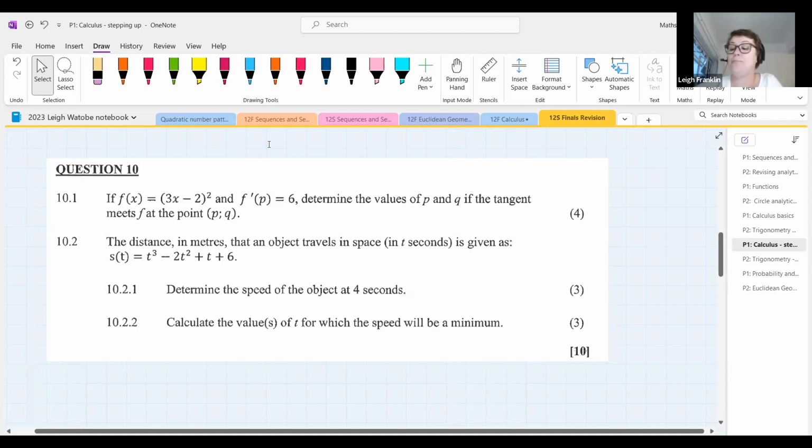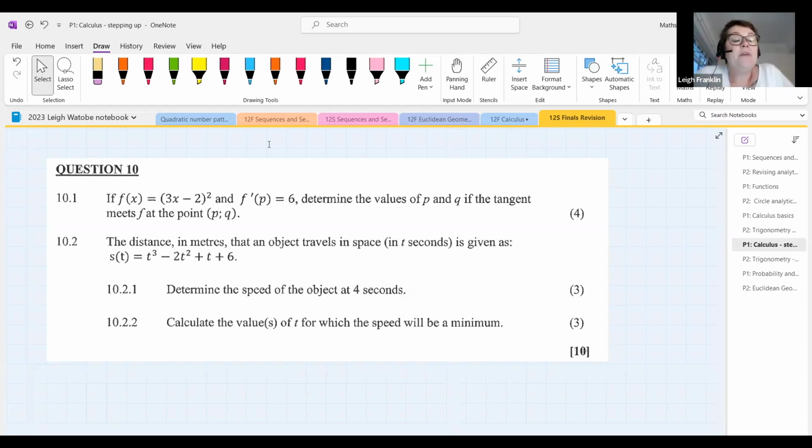Okay, so they've given us f of x, and they've told us it's equal to (3x minus 2) squared, and f prime of p is equal to 6. They want us to determine the values of P and Q if the tangent meets f at the point (P; Q). So P represents the x-coordinate at the point of tangency. Q represents the y-coordinate at the point of tangency.